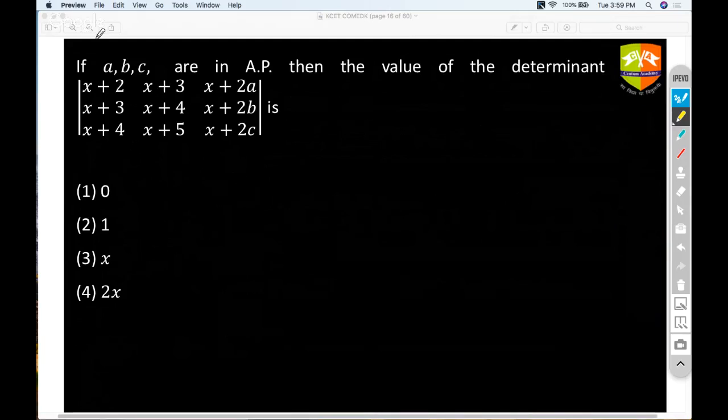Okay, so let's take the next question, which is question number 16. If A, B, C are in AP, then the value of the determinant is.